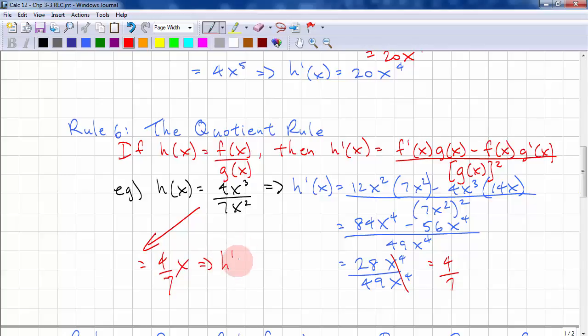So h prime of x equals 4 over 7. This is much simpler, and you can do this if you're not asked to use the quotient rule. Again, polynomials are easy, but when you're doing trig or exponentials, you can't make this simplification and you'll have to go through this work. So get used to doing it now.